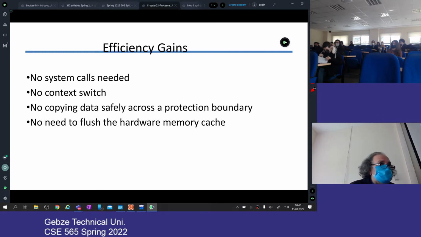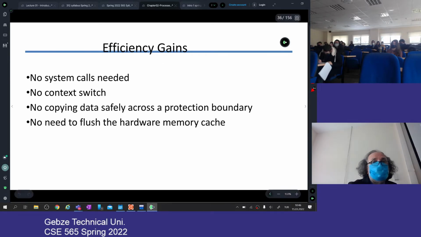And since I am in the same address space, most of the time I don't have to flush my hardware memory cache. So these are very nice features. Threads are already fast, and implementing it this way makes them even faster because I am not asking anything from the operating system. These are the efficiency gains.